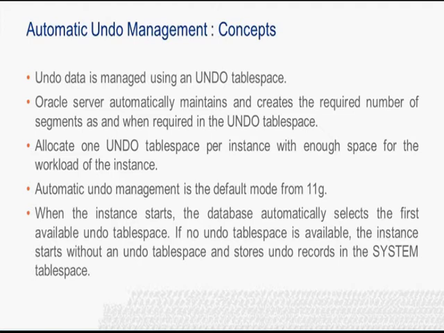When the instance starts, the database automatically selects the first available undo tablespace. If no undo tablespace is available, the instance starts without an undo tablespace and stores undo records in the system tablespace. This is not recommended, and an alert message is written to the alert log file to warn that the system is running without an undo tablespace.